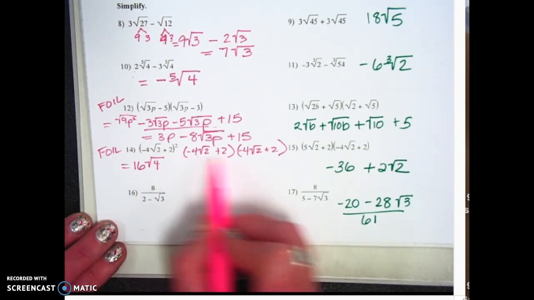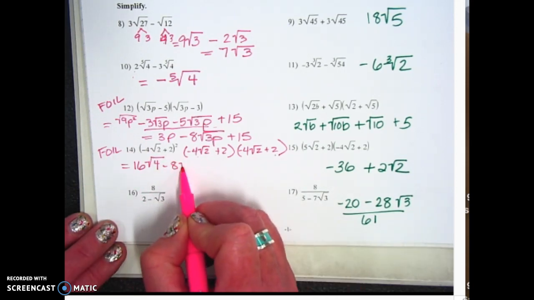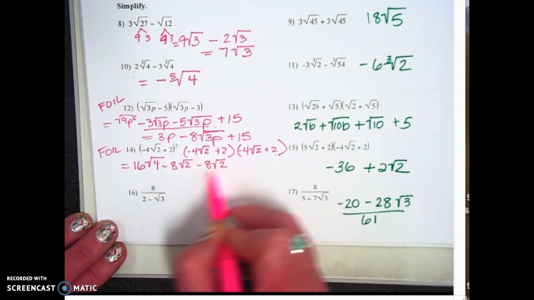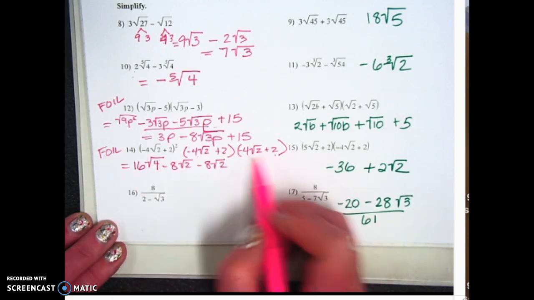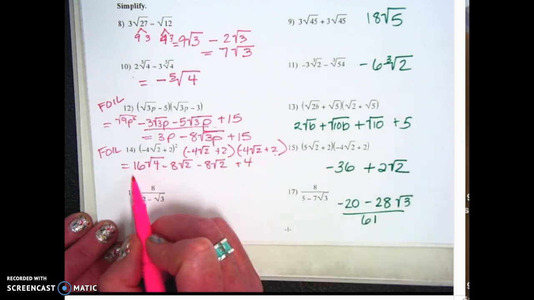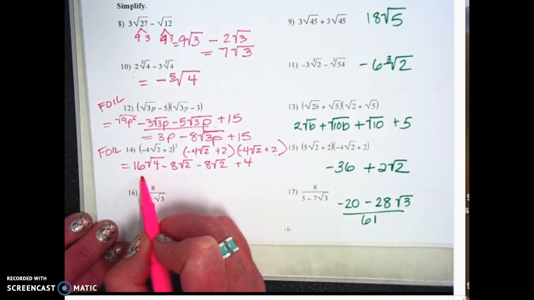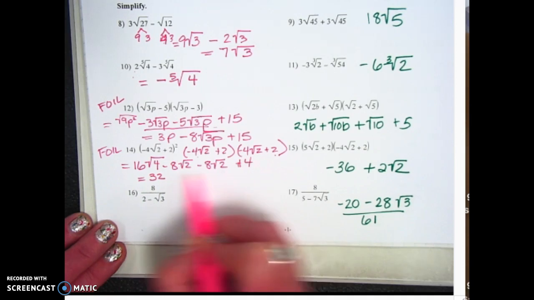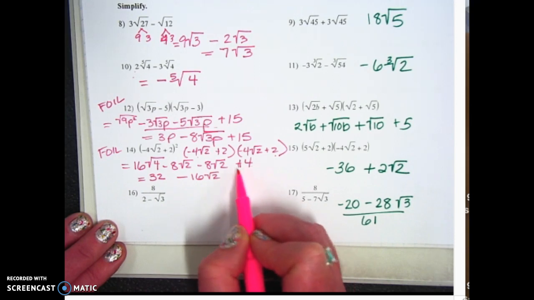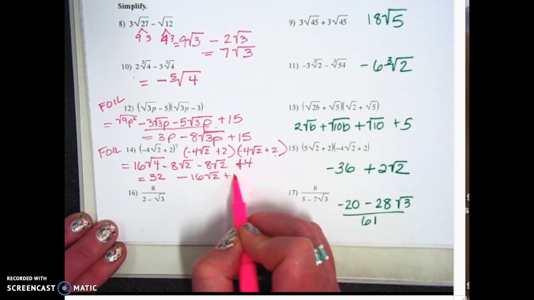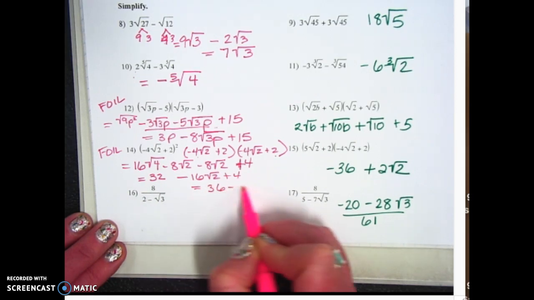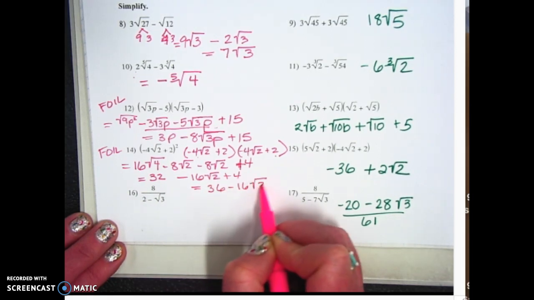Outside, it's going to be this one times this one, so negative 8 square roots of 2. Inside is going to get us the same thing, so negative 8 square roots of 2. And then last is going to get us 2 times 2, which is 4. I know that the square root of 4 is 2, so 2 times 16 is 32. These two will combine to get negative 16 rad 2. And then we have this 4 over here. So that gets those first and last term combined to get 36 minus the 16 rad 2.